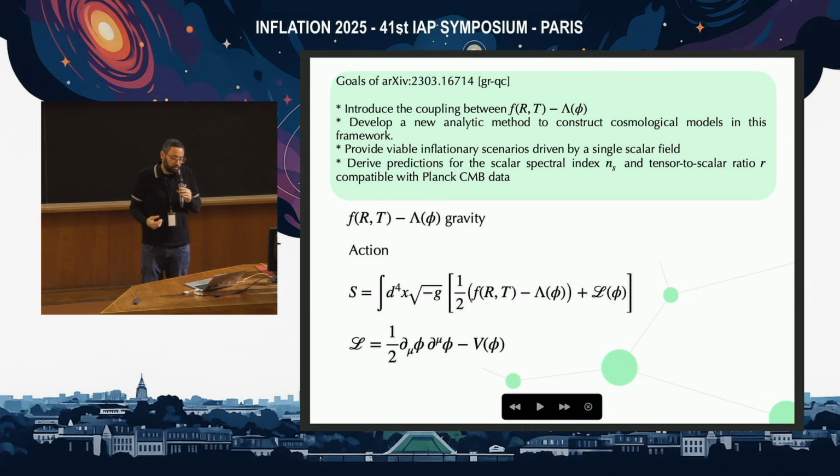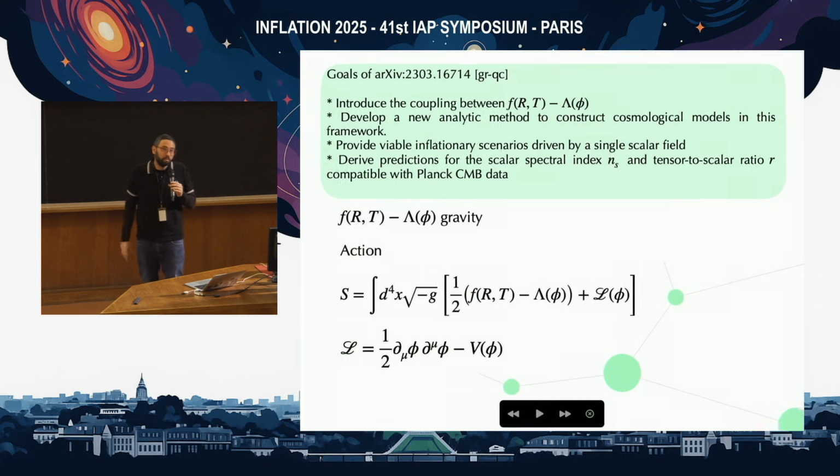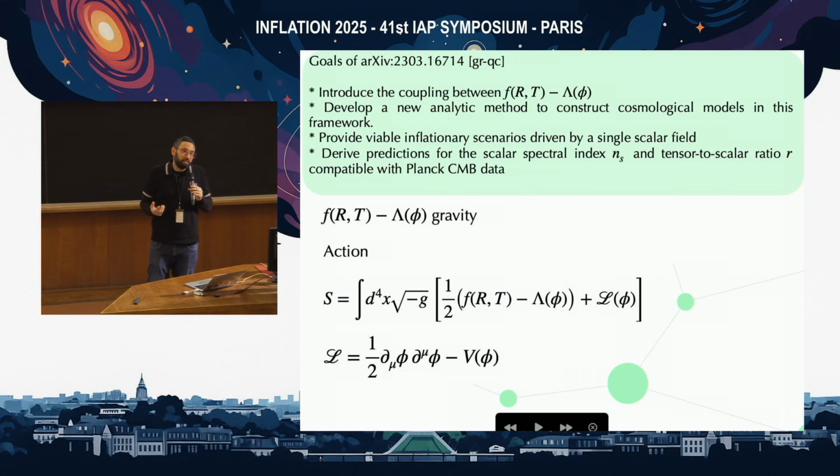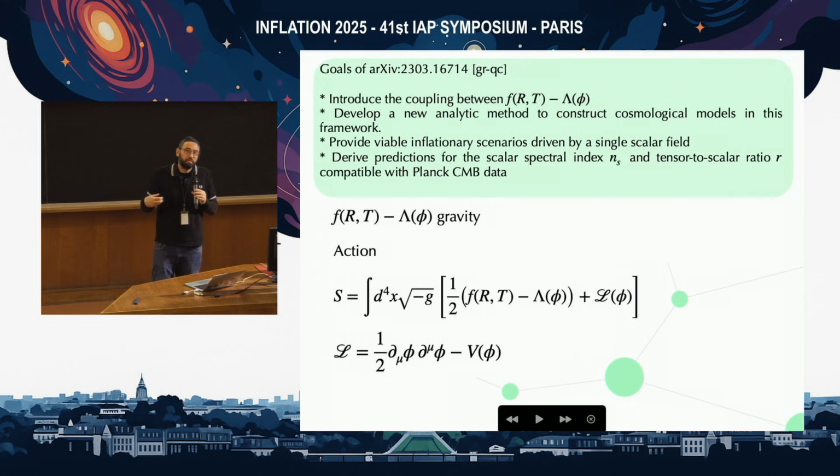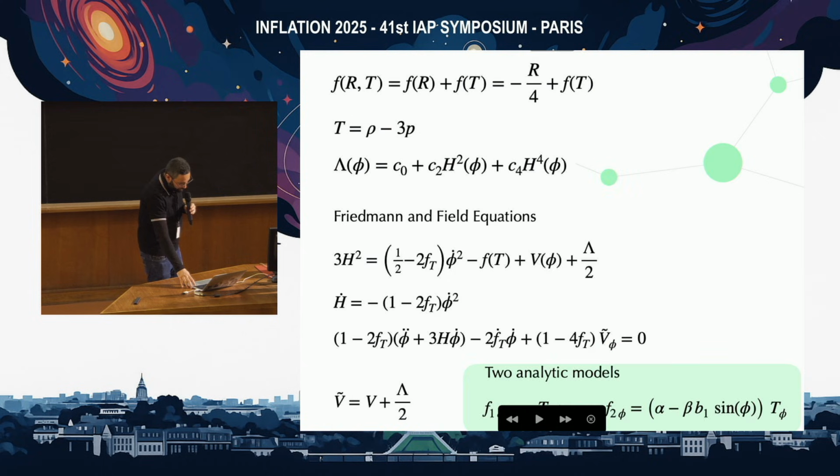In this work, me and my collaborators present a theory of gravity where we couple f(R,T) gravity with a time-dependent cosmological constant. Our goals were to find an analytic model and also to test this against the latest Planck data. So here is the action and the Lagrangian of this one-dimensional scalar field. The time dependence is going to be embedded inside of this scalar field.